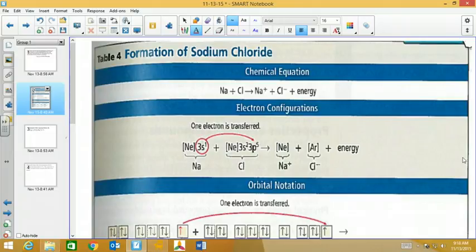Okay, they're trying to get 8, the magic number, the octet rule, right? So one element takes electrons, and what happens to the other one? It loses, it gives, right? So it's this taking and giving. It's not a sharing. Remember, sharing is covalent. That's the type we'll do next.